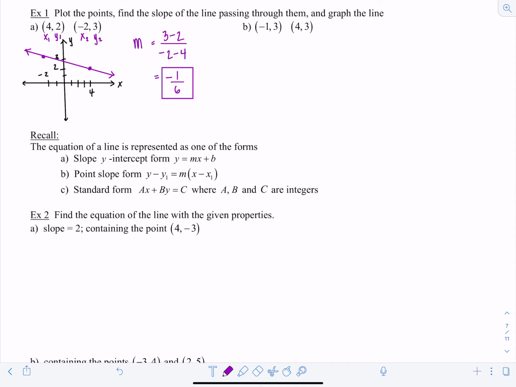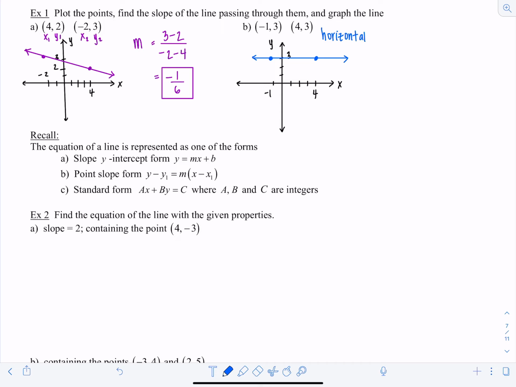Good. Let's look at this next example. We have 2 points, negative 1, 3, and 4, 3. Let's go ahead and plot them. Negative 1, 1, 2, 3, there's 4. X-axis, y-axis, 1, 2, 3. So here's negative 1, 3, here's 4, 3. Very good. Don't forget to put arrows on your line. Now, what do you notice about this line? It's different than the last one in the sense that it's horizontal, right? It's flat.